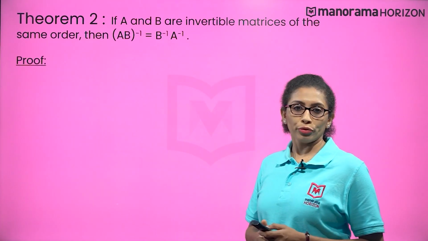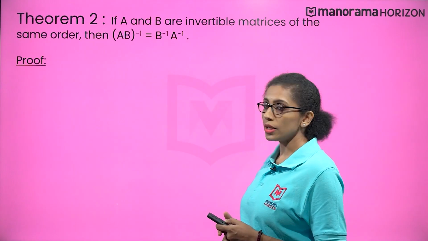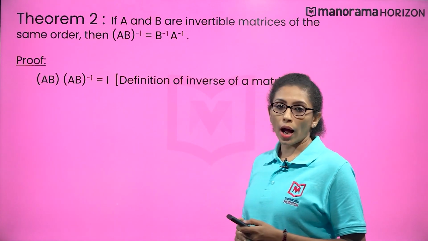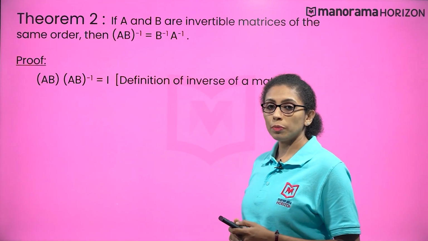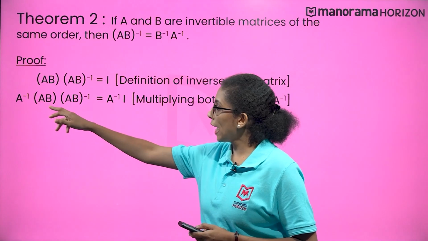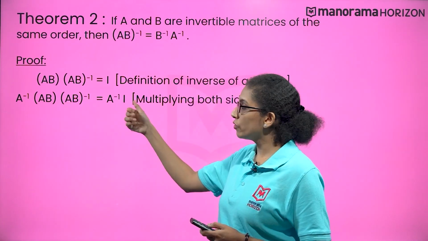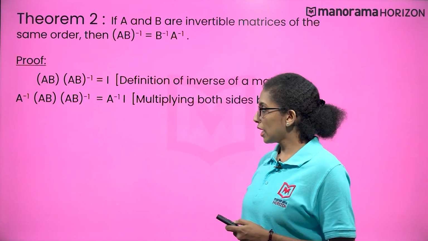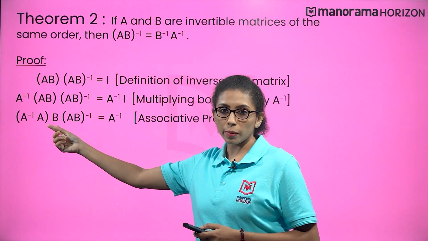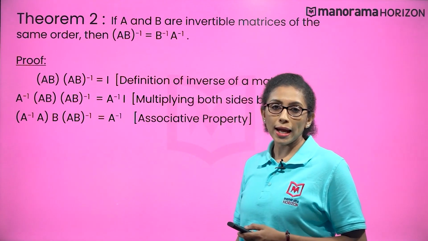Let's see the proof. We know by the definition of the inverse of a matrix, AB into (AB) inverse is equal to I. Now, multiplying both sides by A inverse, we get A inverse into AB into (AB) inverse is equal to A inverse into I. Rearranging, we get (A inverse into A) into B into (AB) inverse is equal to A inverse.